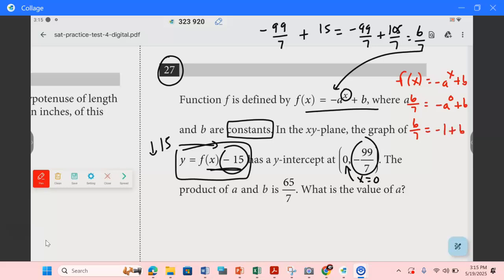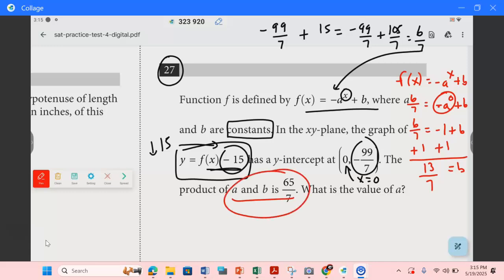Be careful right here because this is some constant raised to the 0 power, which is going to be 1, unless a is 0 itself. But we know a is not 0 because the product of a and b is 65/7. But you then take negative 1 and multiply times that 1. So it's negative 1 here. So I should add 1. Now 1 is the same thing as 7/7. So add that to 6/7. That's 13/7.